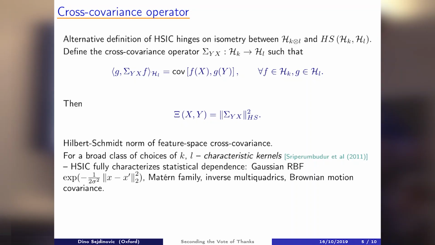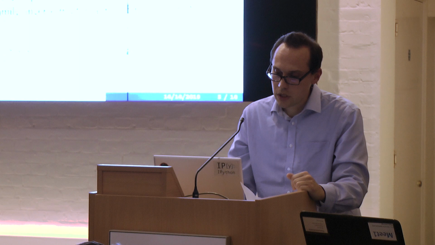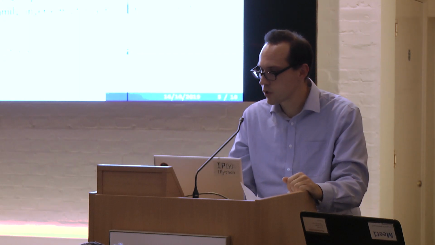So for a broad class of choices of these kernels K and L, which are in the machine learning literature called characteristic kernels, this notion fully characterizes statistical dependence. And there is a large number of these kernels that can be used, including Gaussian kernels, the Matern family, and various others. Okay, so what I'd like to address is whether there is also a corresponding RKHS interpretation of metric covariance, which might shed light onto its relationship with this object.